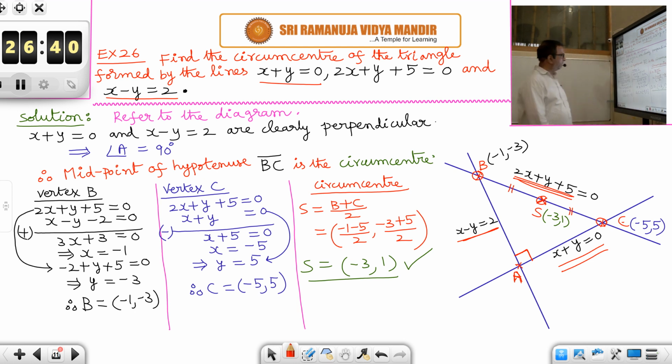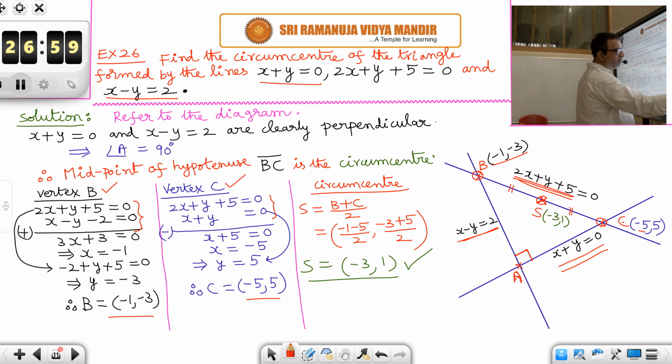Then we have to find the midpoint. So, all this is done here. Vertex B I have found by solving the 2 equations. B is minus 1 comma minus 3. I have marked it here. Similarly, vertex C is obtained by solving these 2 equations. And C is minus 5. I have marked it here. Then finally, I have to find the midpoint of B and C. Circumcenter is S is B plus C by 2. So, I have found it as minus 3 comma 1. Minus 3 comma 1.